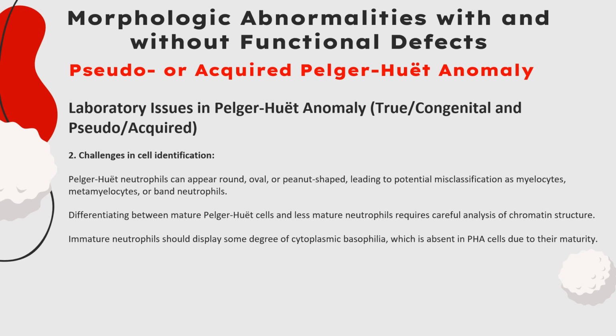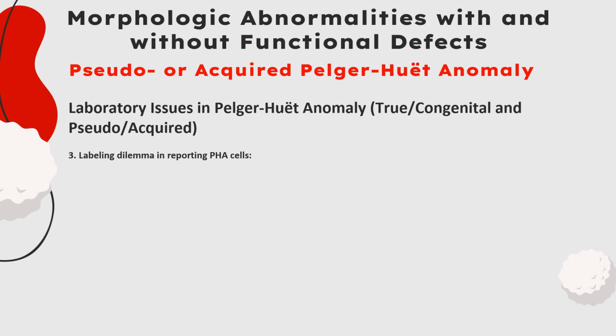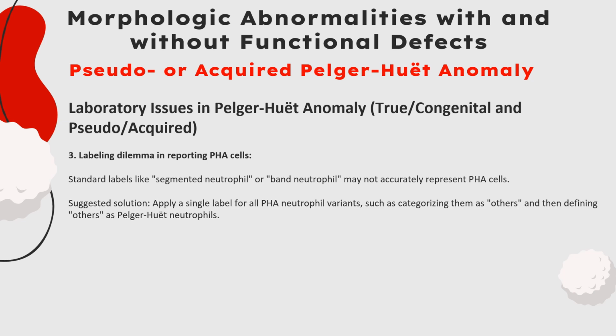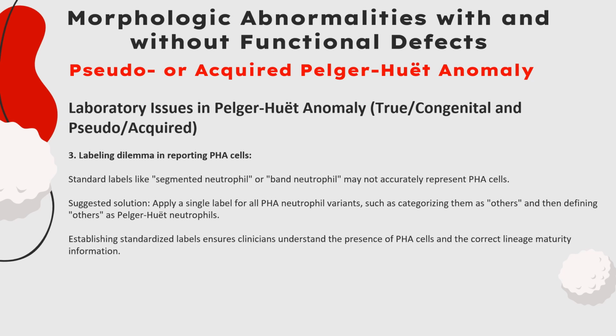And here's where things get interesting: the labeling dilemma in reporting PHA cells. Standard labels like segmented neutrophil or band neutrophil may not accurately represent PHA cells. A suggested solution: apply a single label for all PHA neutrophil variants, such as categorizing them as others, and then defining others as Pelger-Huët neutrophils. Establishing standardized labels ensures that clinicians understand the presence of PHA cells and have the correct lineage maturity information.